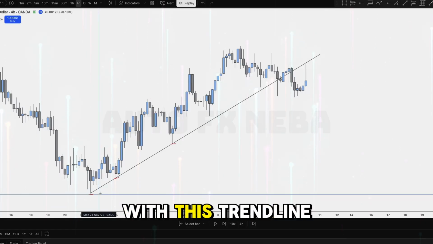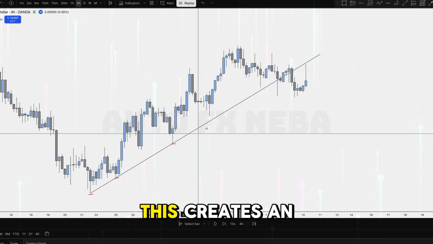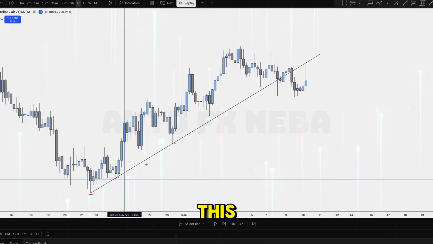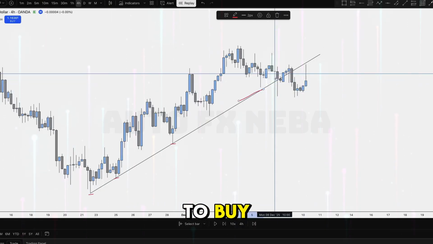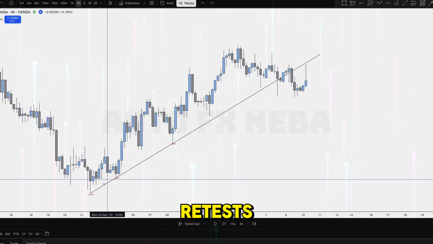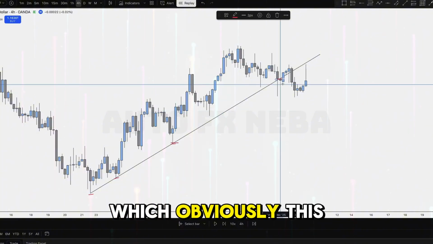So the idea with this trendline tool is you connect two or more lows, and if this creates an ascending trend line, like this, a trend line that's moving up, any price action above this line is bullish and you should look to buy. The idea then is you buy retests. So after these first two taps, you would have bought this one, and then you would buy here as well, which obviously this one would have lost.